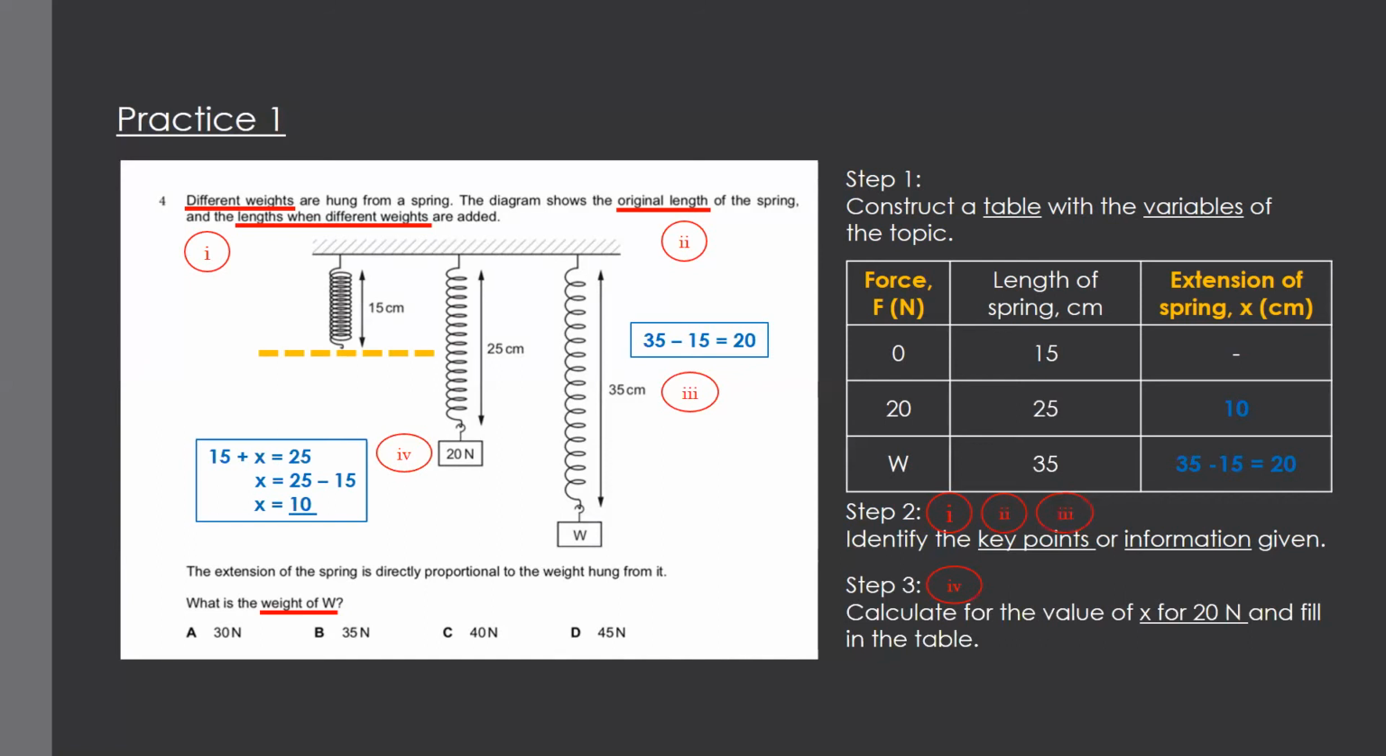So, now we can see the trend of the extension is by 10 for every weight added. This is what directly proportional means. Now, finally, we can calculate the value for W. It is just a simple calculation. We started by writing the ratio first. Then, we rearrange this to put the W as the subject, and we can get the value of W is 40 Newton.